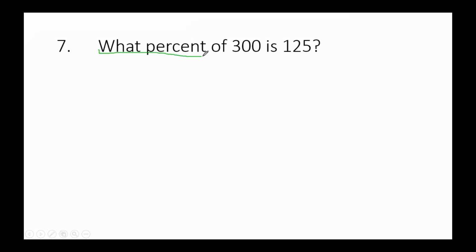So this one starts with what percent? All right, so we have our x value. As before, of means multiply, so I'm going to go ahead and multiply by 300. Is gives us our equal sign, and we have 125. All right, so then change color for fun effects.